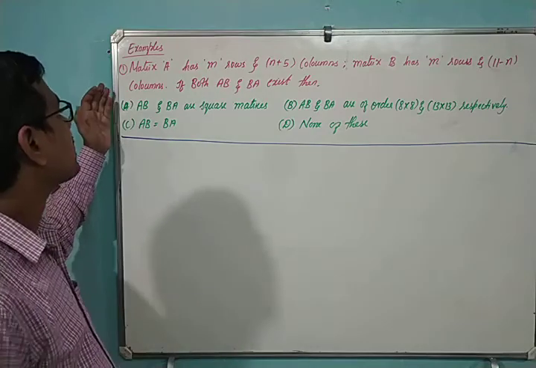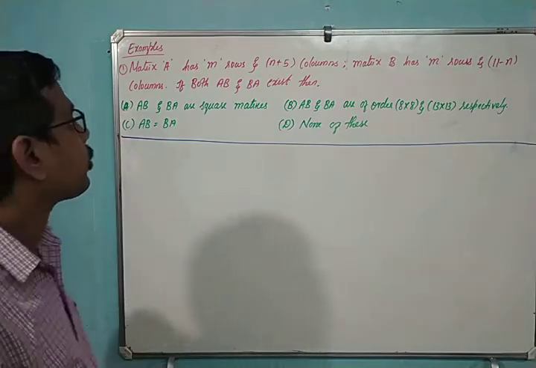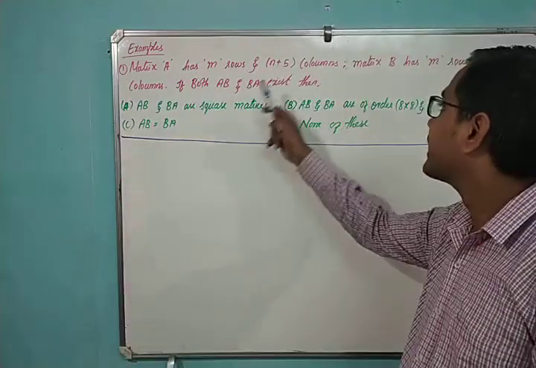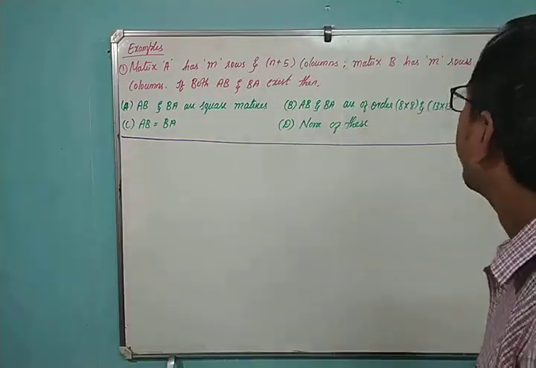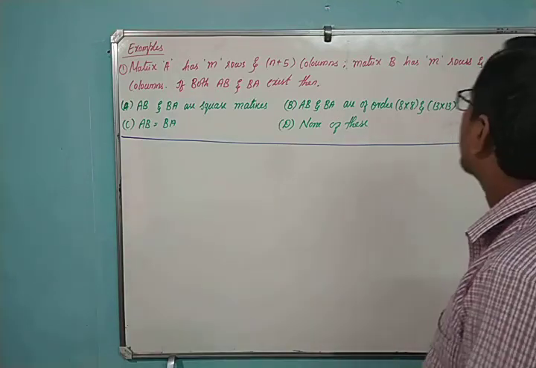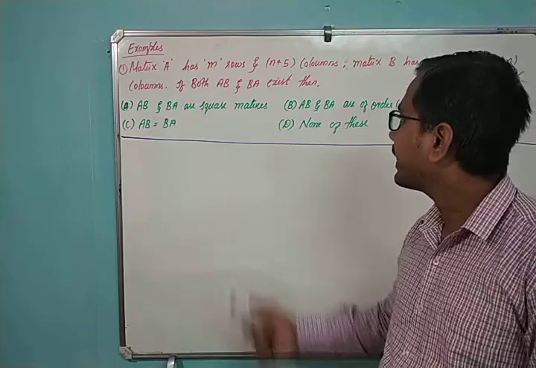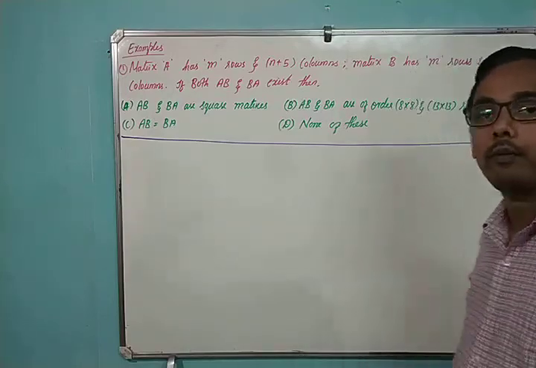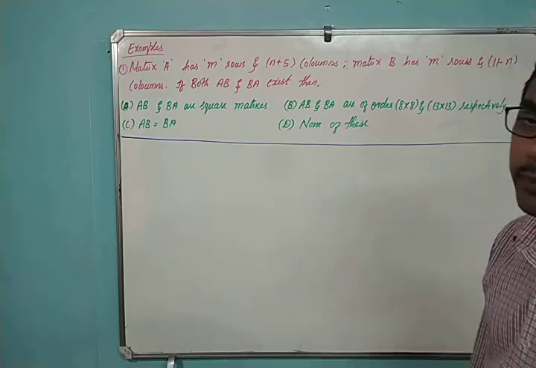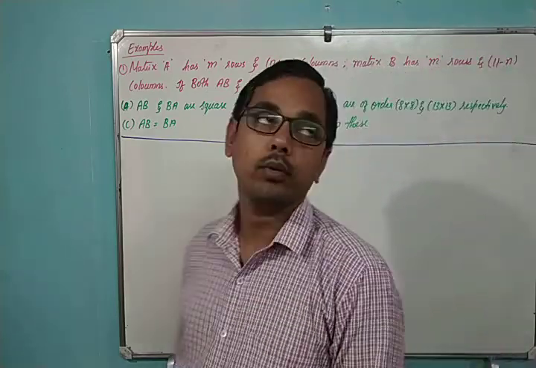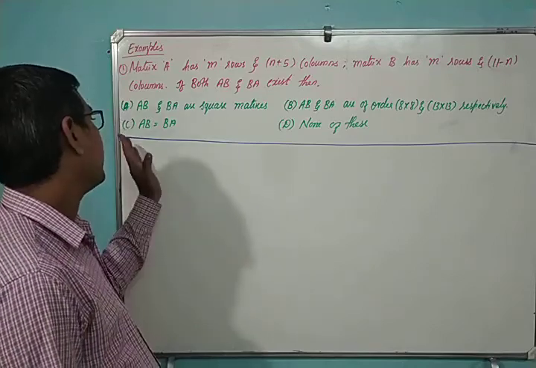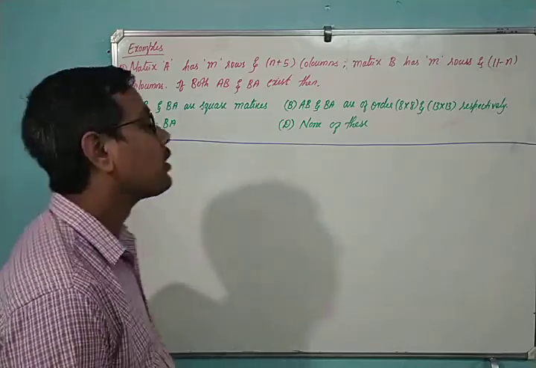Right? So what is given here? Matrix A has m rows and n plus 5 columns, and matrix B has m rows and 11 minus n columns. If both AB and BA exist, then what are the possibilities? AB and BA are square matrices. AB and BA are the matrices of order 8 cross 8 and 13 cross 13. AB is equal to BA, or none of this.